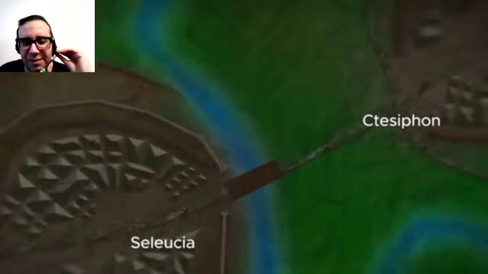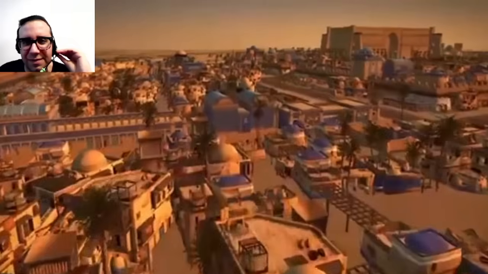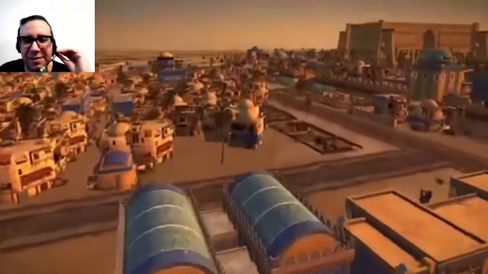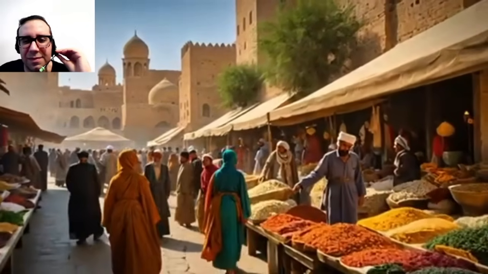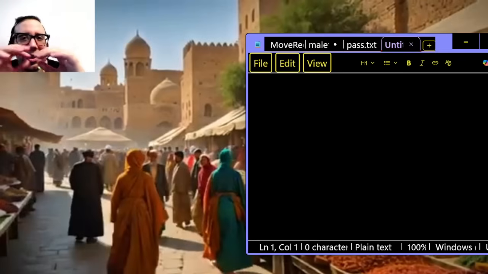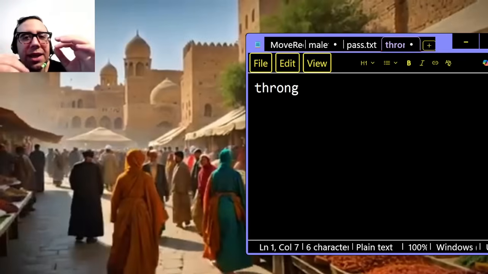on the western. 500,000 inhabitants lived within their walls, which made it the largest city in the world at that time. Chinese, Indian, and Roman traders thronged its markets. The first word of the lesson is throng. Throng. This could be a noun or a verb.